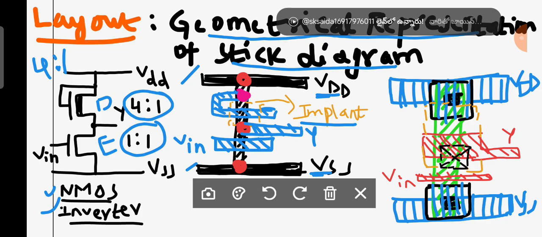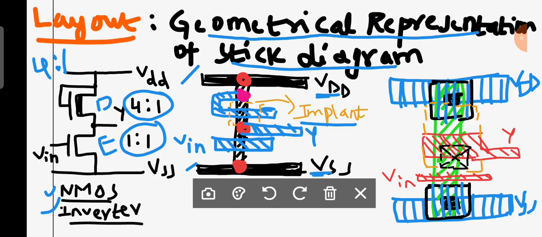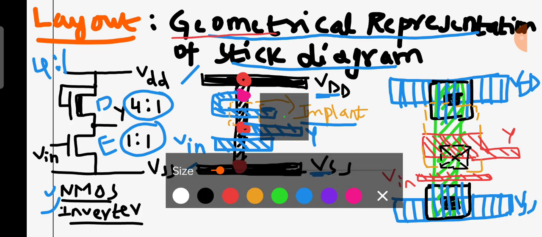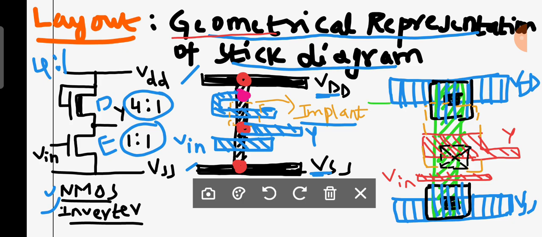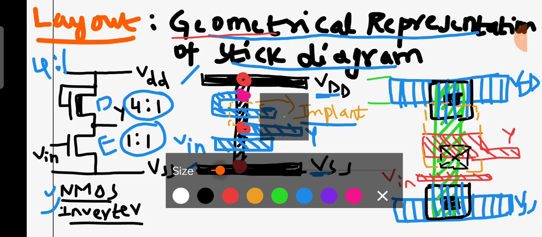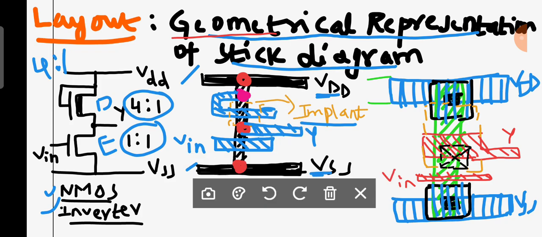Now this is layout, and don't forget, according to the definition you should provide what? Geometrics. Therefore now I am providing the geometrics. If you want to observe, what is this? Absolutely, since it is a metal, what is the minimum width of metal? 3 lambda. Since it is a poly, what is the minimum width of poly?